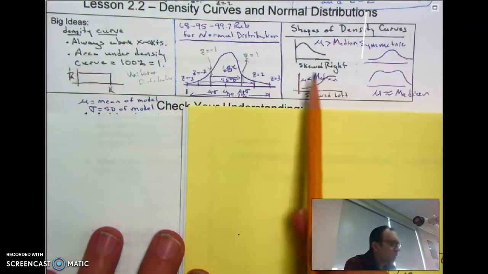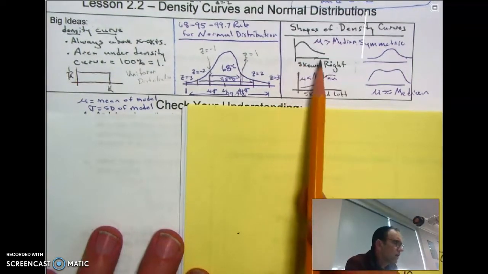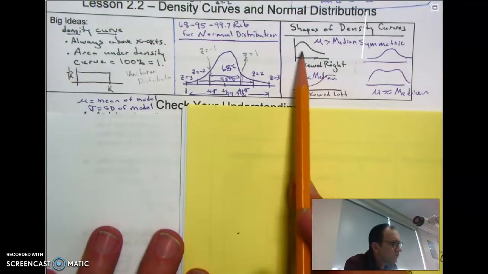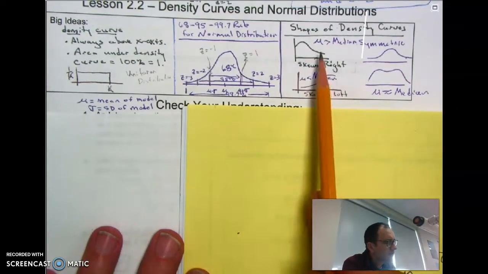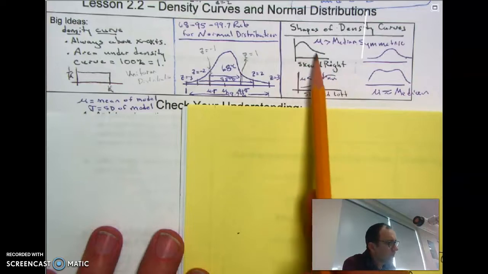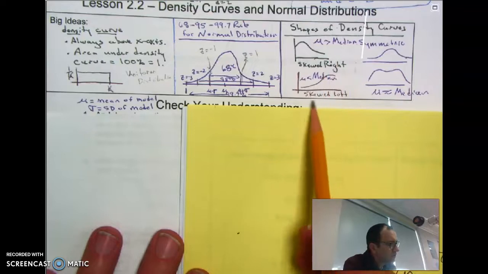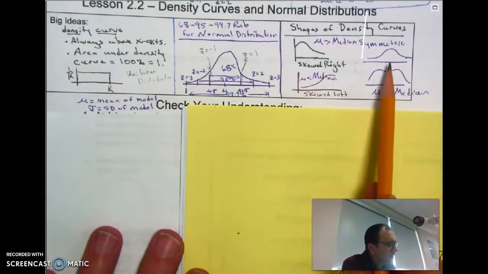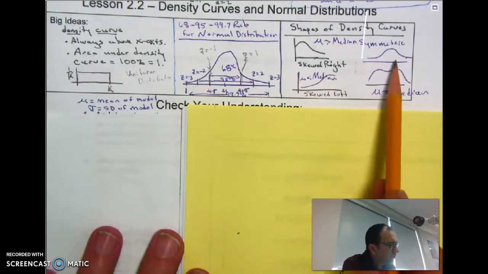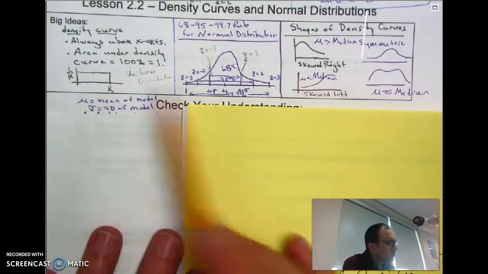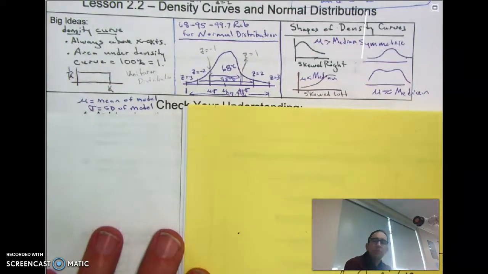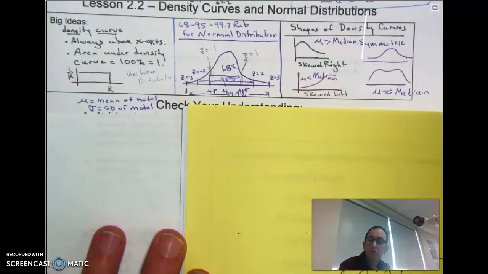And finally, when we do the shapes of density curves, this will be skewed right. And just like when we did the shapes of distributions, not mathematical models, but distributions, the mean will be bigger than the median when it's skewed right. Likewise, skewed left, the mean will be less than the median. And symmetric, whether it looks like this, or even a uniform would be symmetric, the mean and the median will be approximately the same. So those are the three big ideas that we discussed in class on October 5th.